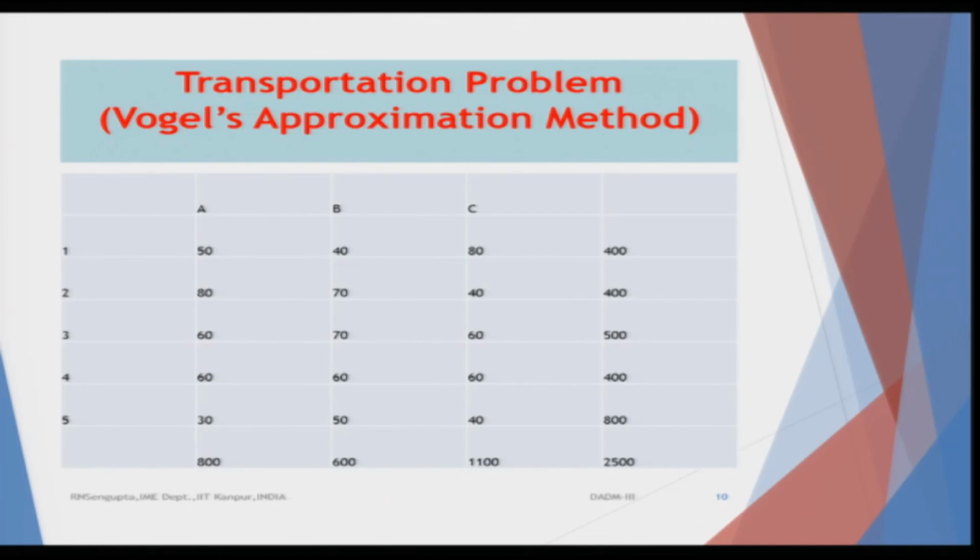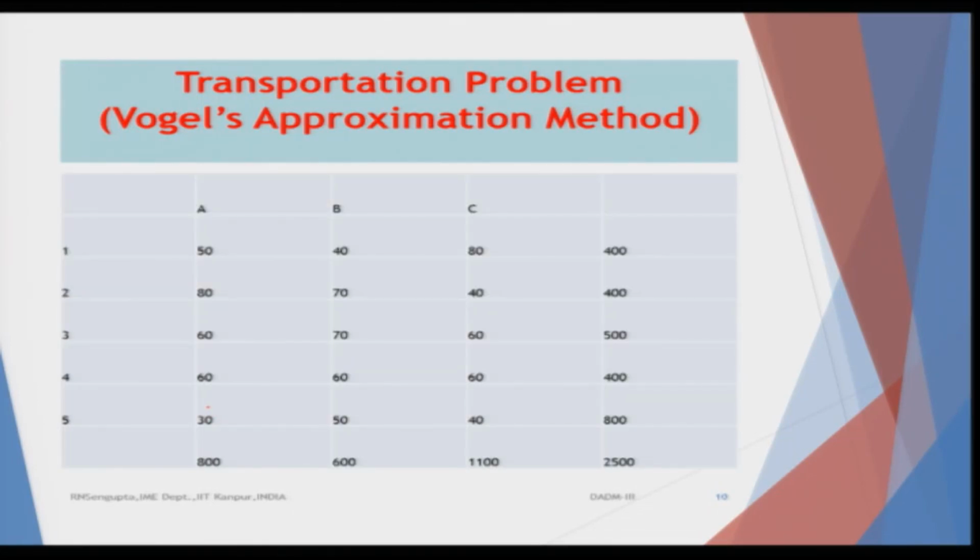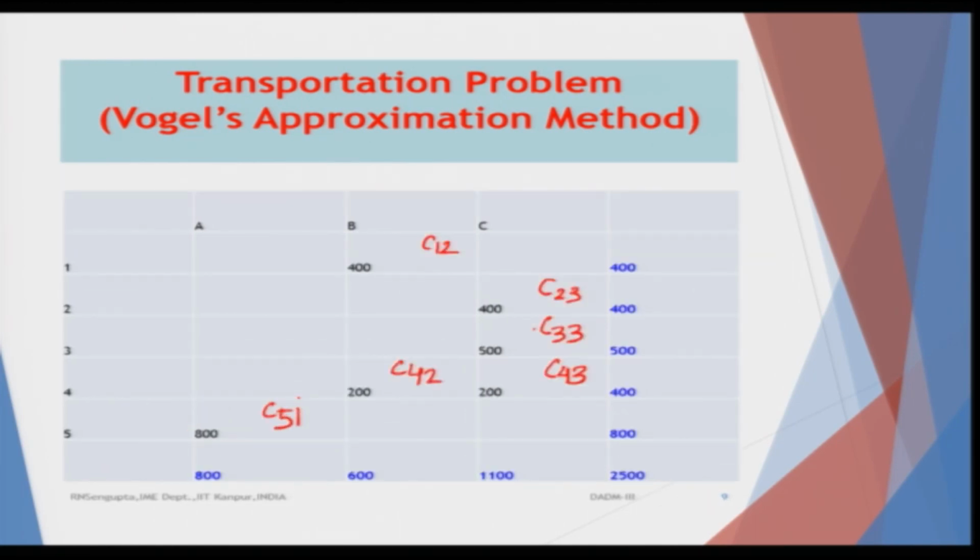Now, I will be switching between this slide and the other. So, if I consider the first allocation, I took up the minimum cost of 30. So, it is 30 here. This is 30 cost basically. So, the total cost incurred for transporting from A to 5 is 30 into 800.